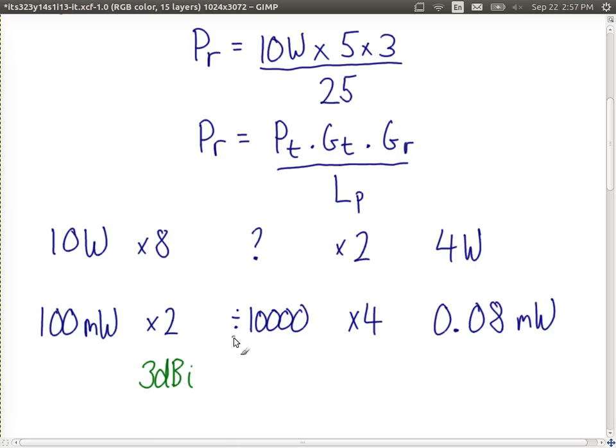The path loss. Forget about the divide, just a factor of 10,000. Log base 10 of 10,000 is 4, times by 10 gives us 40 dB. The factor of 4, you can calculate, is 6 dBi. And also we can express the power levels in dB, in this case dBm, decibels relative to 1 milliwatt. So 100 milliwatts divided by 1 milliwatt is 100. Log base 10 of 100 is 2, times by 10 gives us 20 dBm.